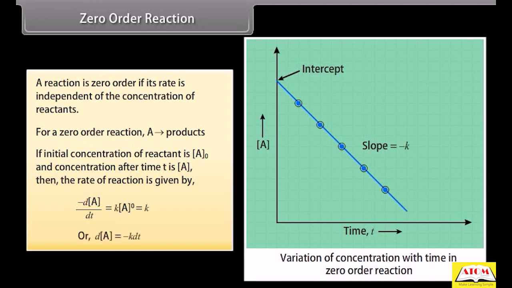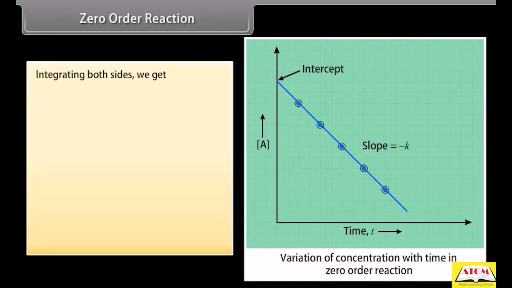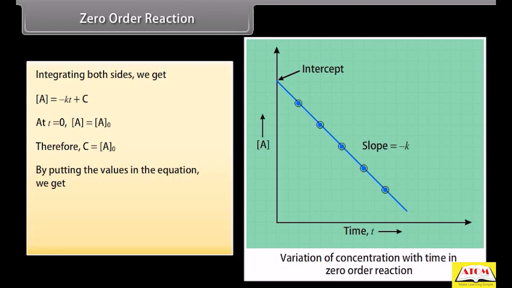It can be written as d[A] is equal to minus k dt. Integrating both sides, we get [A] is equal to minus kt plus C. At t is equal to 0, [A] is equal to [A]0. Therefore, C is equal to [A]0. By putting the values in the equation, we get [A] is equal to minus kt plus [A]0. Or it can be written as k is equal to 1 upon t multiplied by [A]0 minus [A].